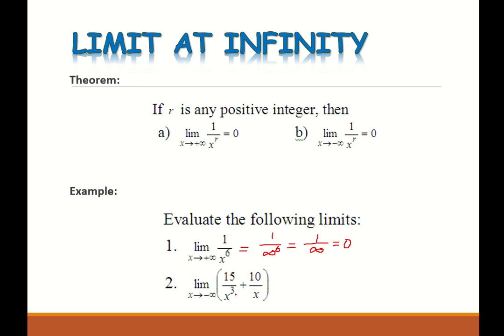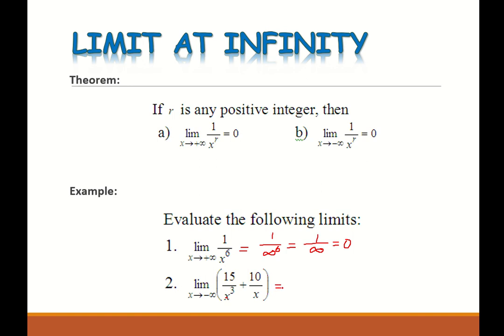Similarly, here we have x approaching negative infinity, so change this to negative infinity. Negative infinity raised to the power 3 is still negative infinity. So we have 15 divided by negative infinity. 15 is a very small number compared to infinity, so a small number divided by a very huge number becomes 0. Another here, we have 10 divided by a very huge number, that is also equal to 0. So we have 0 plus 0 equal to 0.